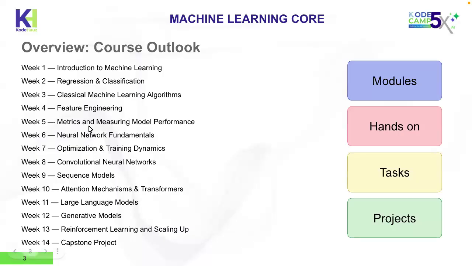Okay, so we have already done week 1 to 5 already. So we are starting with neural network fundamentals, right? And then we will look at optimization and training dynamics for neural networks. When it comes to neural networks, especially deep neural networks, a bunch of things begin to become more important when it comes to optimization and training.